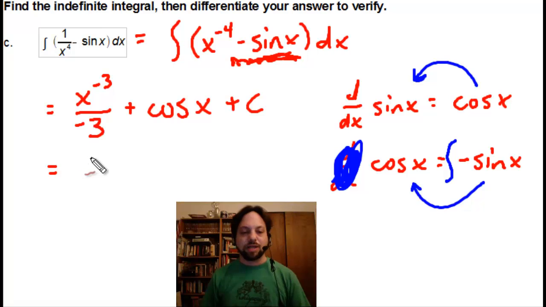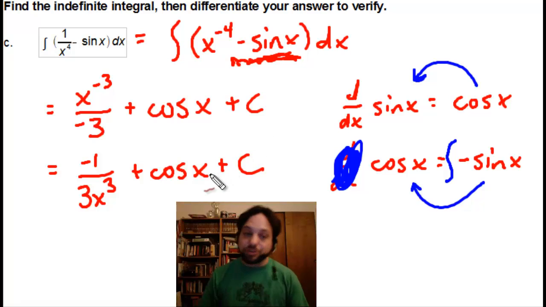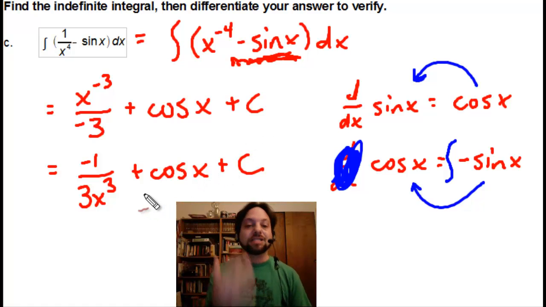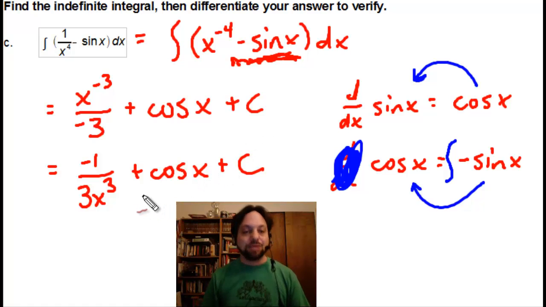Let's simplify this a little bit, and what we'll end up with is negative 1 over 3x cubed plus the cosine of x plus c. And I now challenge you, again, as before, to differentiate this and see what you get. I bet it'll be our original integrand. And with that, let's take a look at example D.